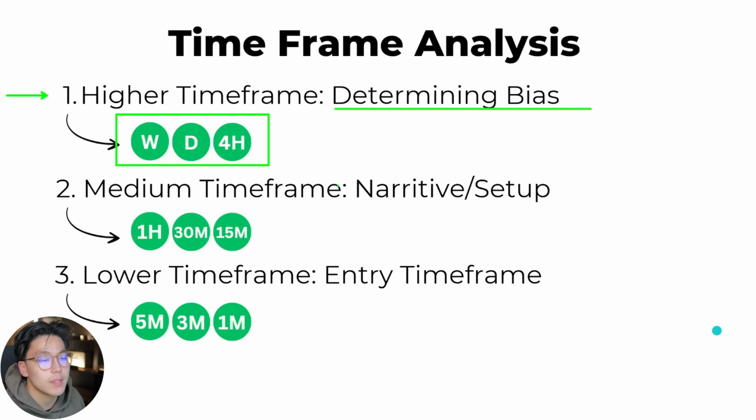And the most common time frames that are used to determine the bias are the weekly, the daily, and the 4-hour. Number 2, what we have is your medium time frame. This is what's called your narrative and setup. The best time frames to determine a narrative and a setup are these 3 time frames, which are your 1 hour, your 30 minute, and 15 minute.